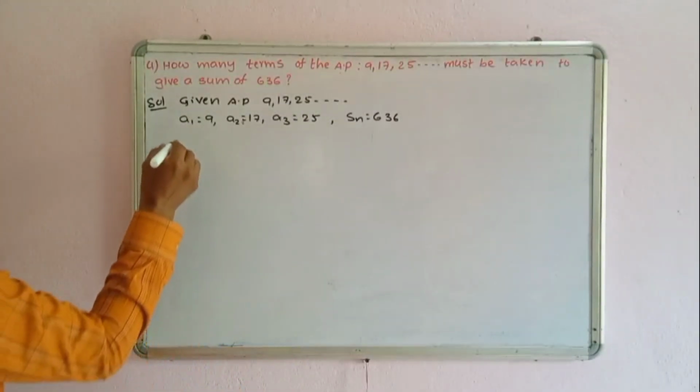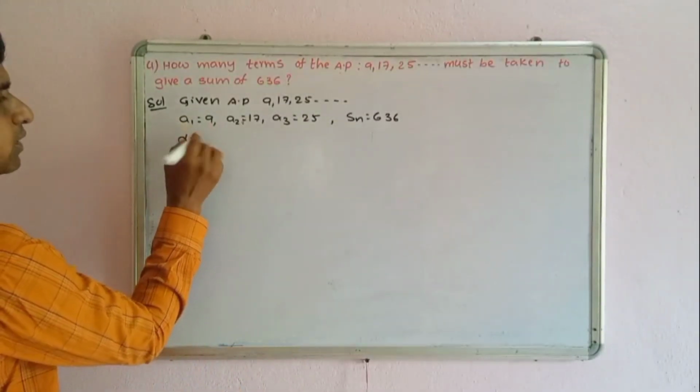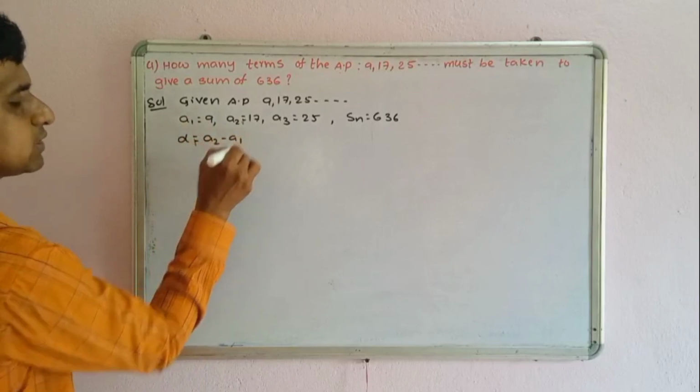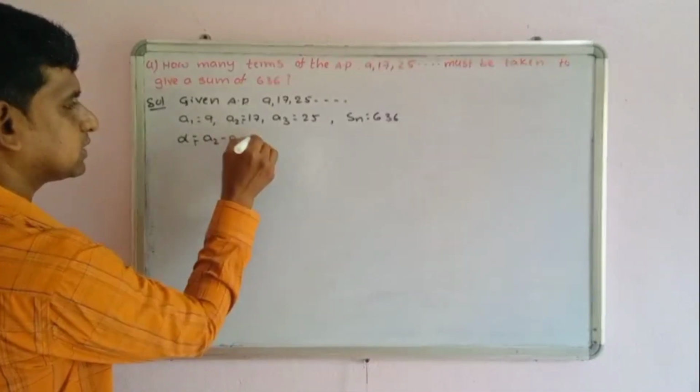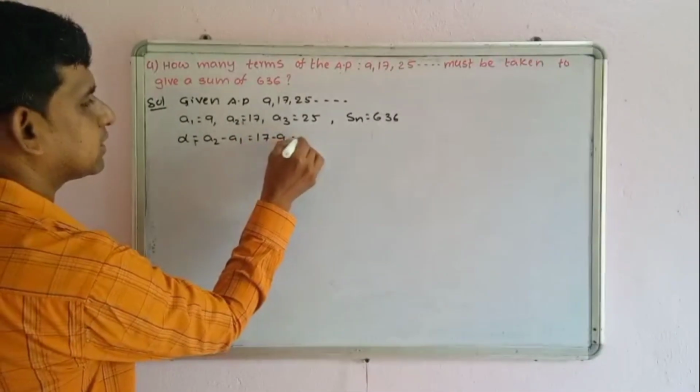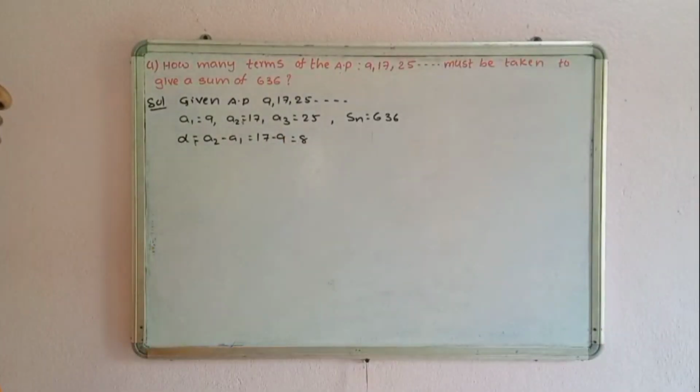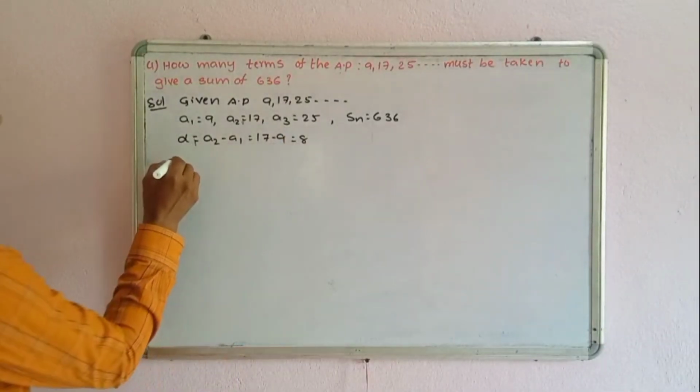First, what is d? d equals a2 minus a1. a2 minus a1, that is 17 minus 9, that is 8. Okay, 17 minus 9 is 8.